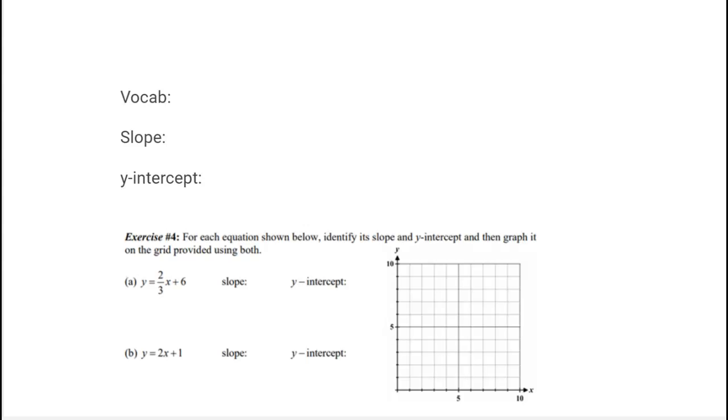Today we're going to take the idea of the slope and we're actually going to start graphing some equations. So we're going to start graphing linear equations. Now, in your notebook, it should be page 28. So before we start graphing linear equations, let's talk about some vocab.